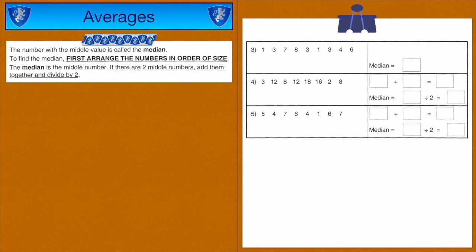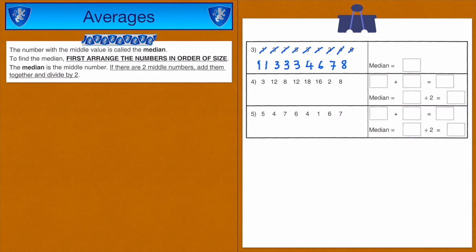Now a good way to do it is to cross them out as you go, and then you don't miss things out. So if we look here, we've got 2 1s. There's a 1 there and a 1 there. So I'm going to write 1, 1. Then we've got 1, 2, 3 3s. We've got a 4, got a 6, a 7, and an 8.